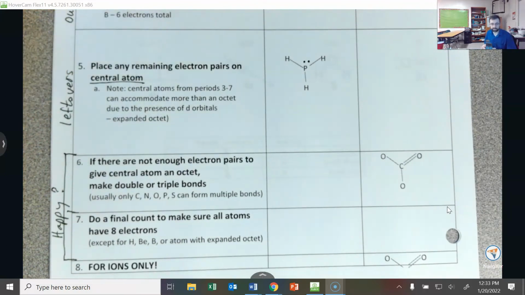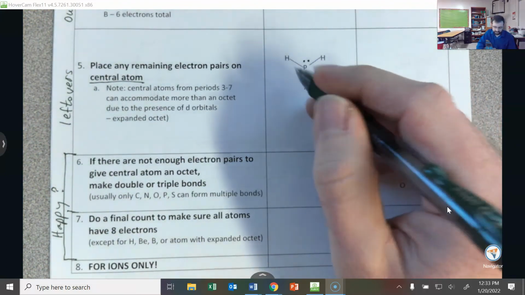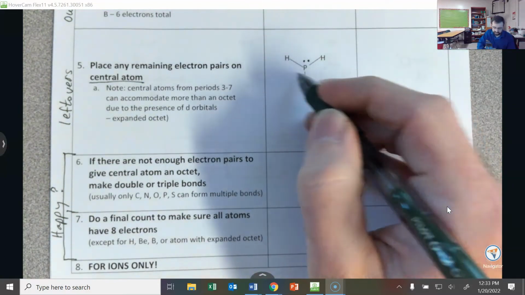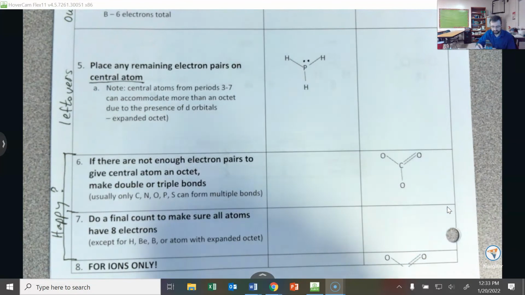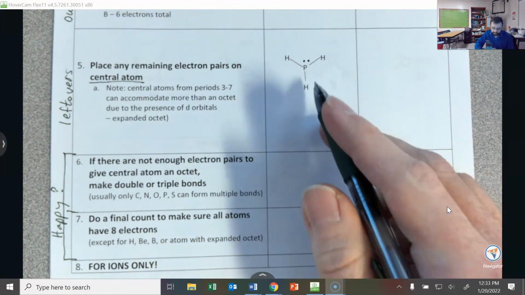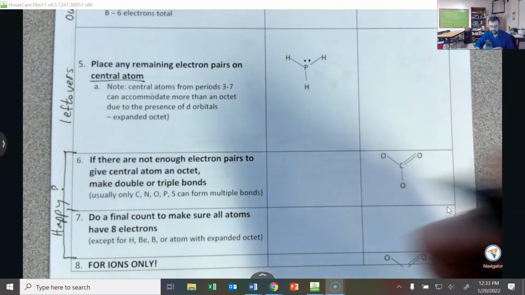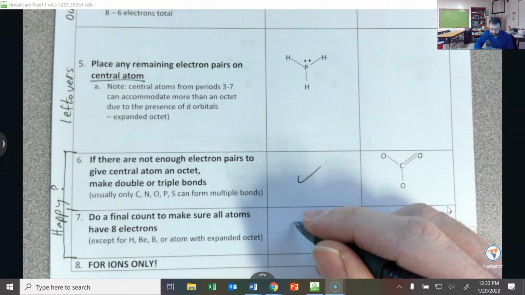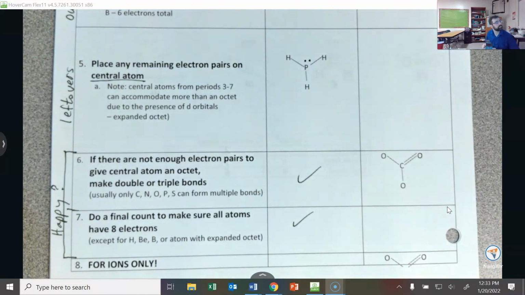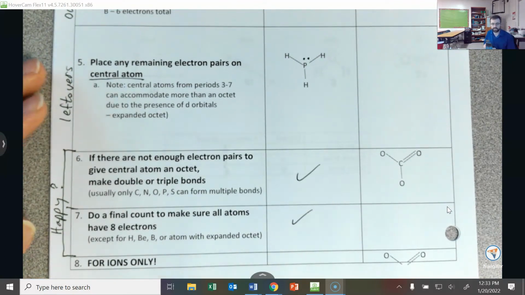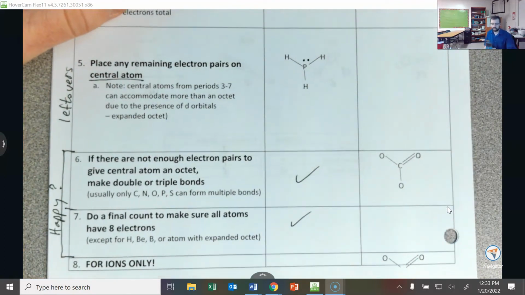Now check if they're happy. Hydrogen's happy, it has 2. Phosphorus wants 2, 4, 6, 8. It has 8, it wanted 8. So it's happy. PH3, every atom in it is happy, so we don't need to worry about this. And then it's not an ion, so we don't need to worry about that either. All right, go on to the next example.